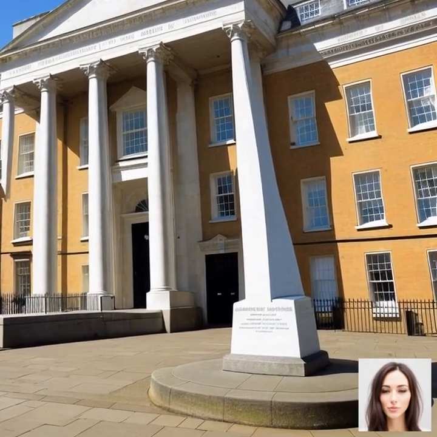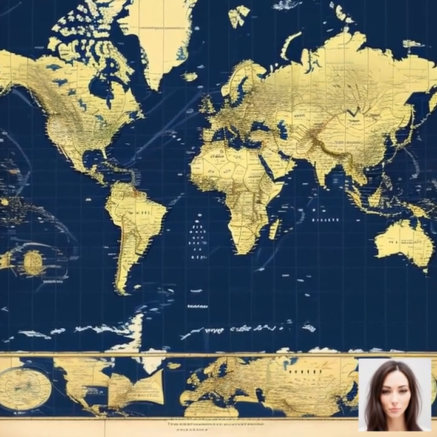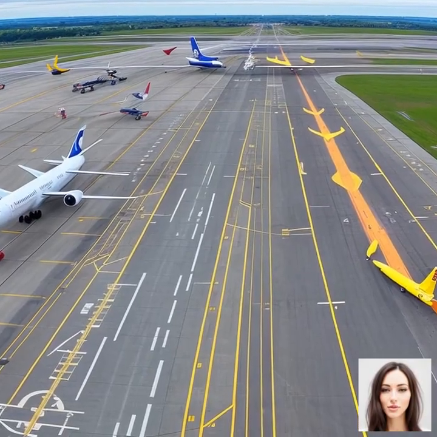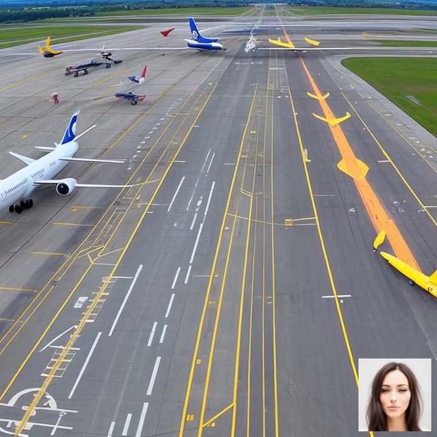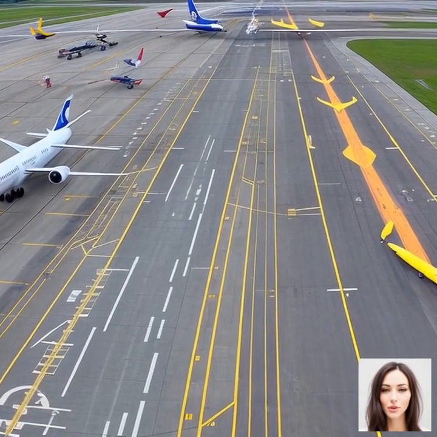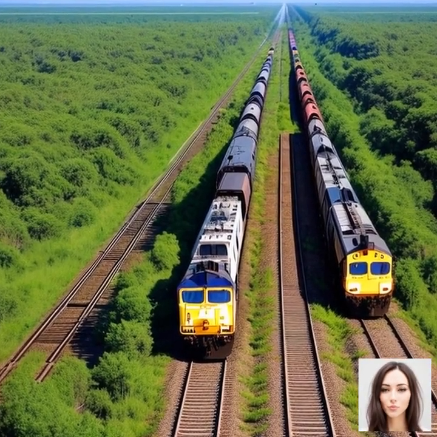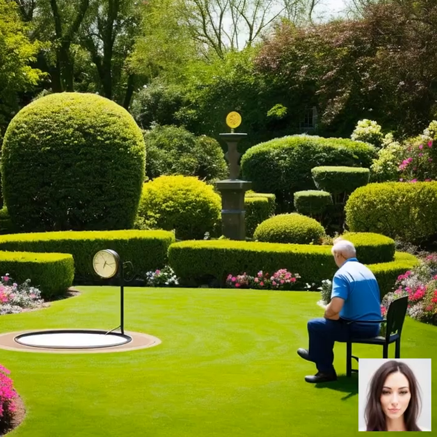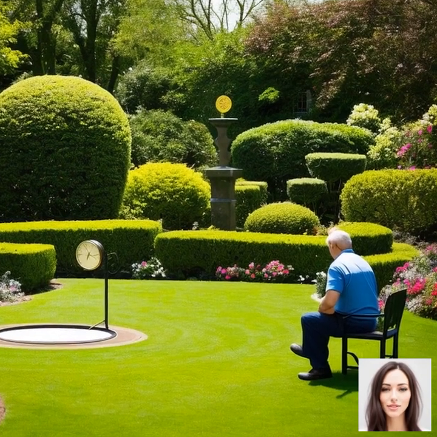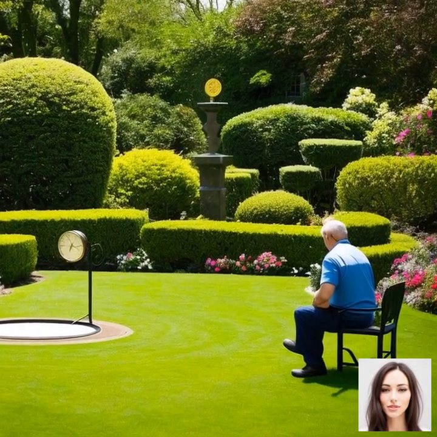Time zones are generally centered around lines of longitude, which run from the North Pole to the South Pole. The starting point for time zones is the prime meridian, which is 0 degrees longitude and runs through Greenwich, England. As you move east or west from the prime meridian, each time zone represents an hour earlier or later than the previous one.